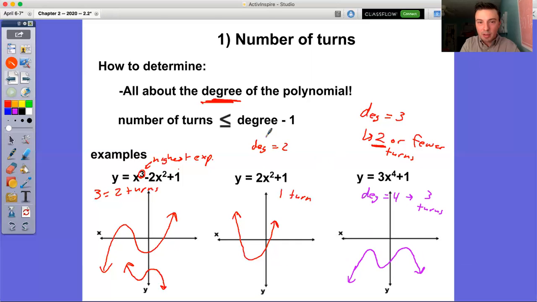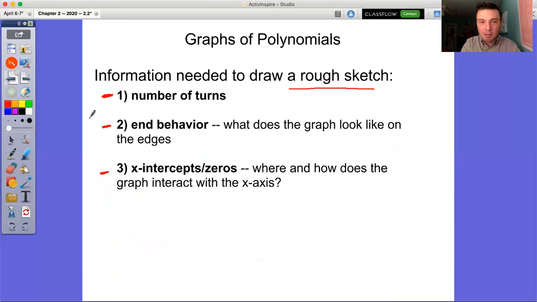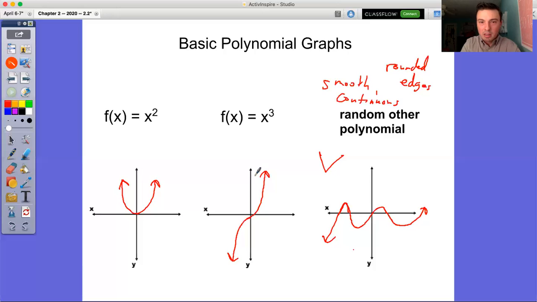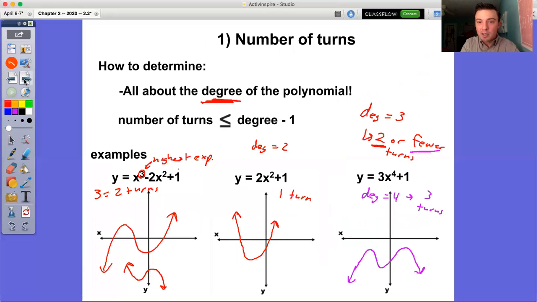Basically, degree minus 1. The reason why I talk about less than or equal to, this whole or fewer component, is because remember x cubed over here? You would think that would have 2 turns, right? Because it was a degree of 3, but it has 0. So there are occasions where it could have fewer than 1 less, but we're just going to go with 1 less when we're drawing our rough sketch.